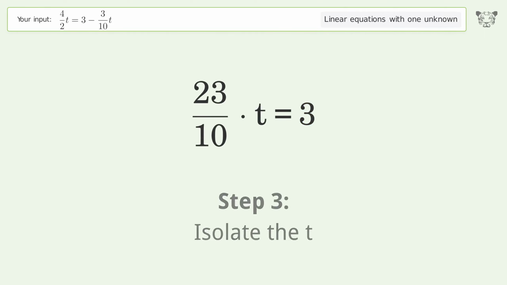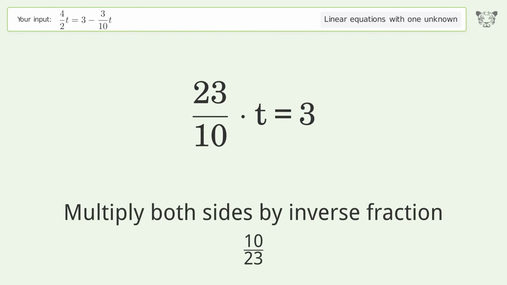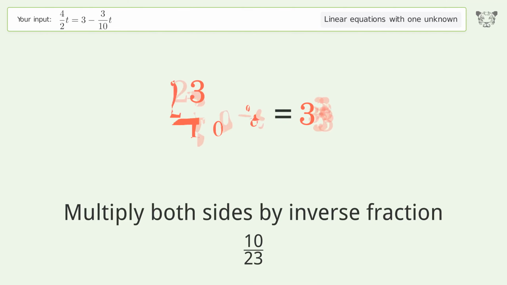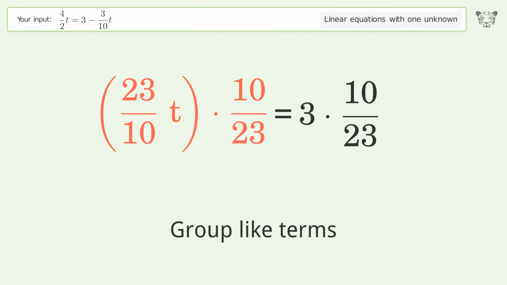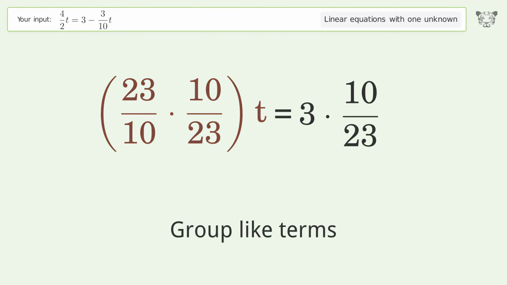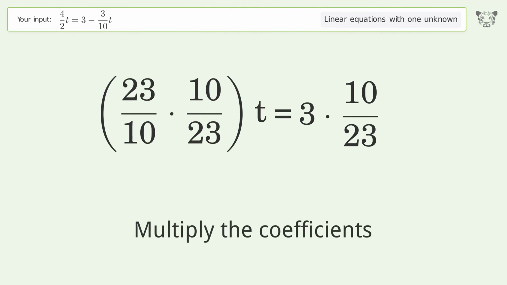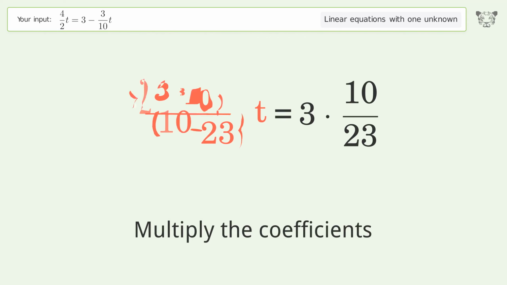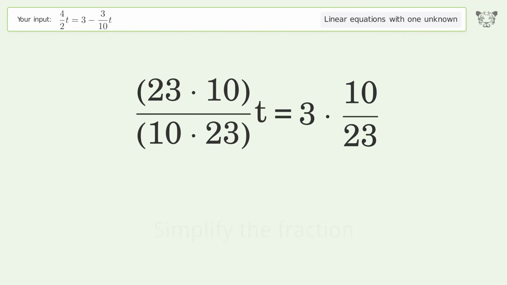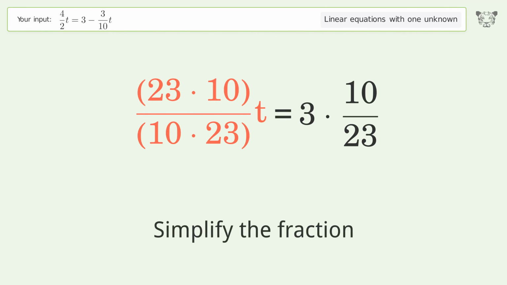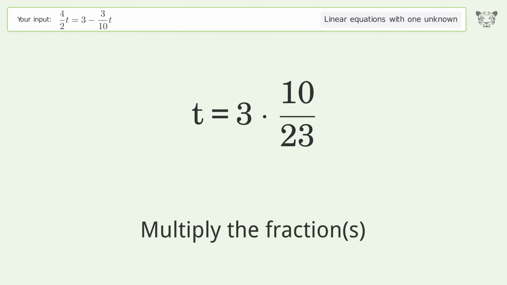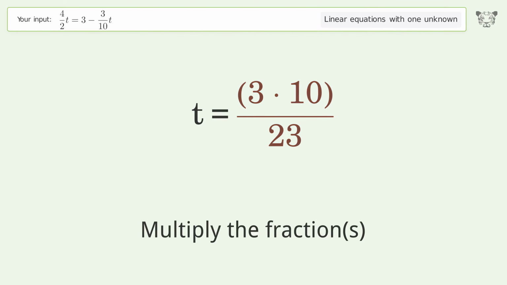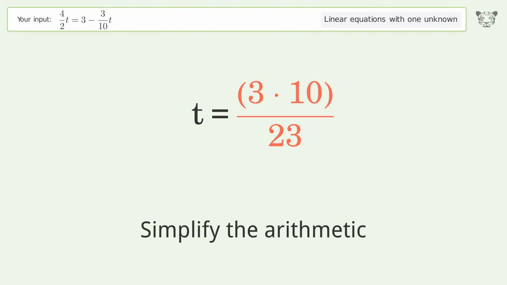Isolate the t. Multiply both sides by inverse fraction 10/23. Group like terms. Multiply the coefficients. Simplify the fraction. Multiply the fractions. Simplify the arithmetic.